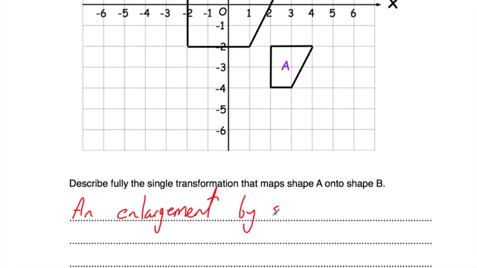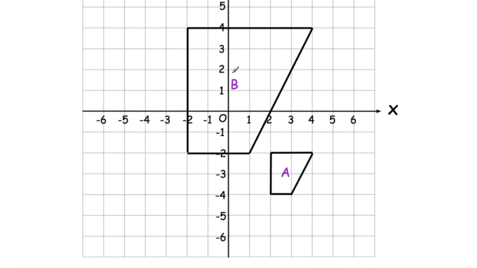by scale factor, and let's find the scale factor of enlargement. So how many times bigger is trapezium B than trapezium A? So in terms of the base of trapezium A, it's 1 across, and in terms of the base of trapezium B, it's 1, 2, 3 across. So I think at this point the scale factor of enlargement is going to be 3.